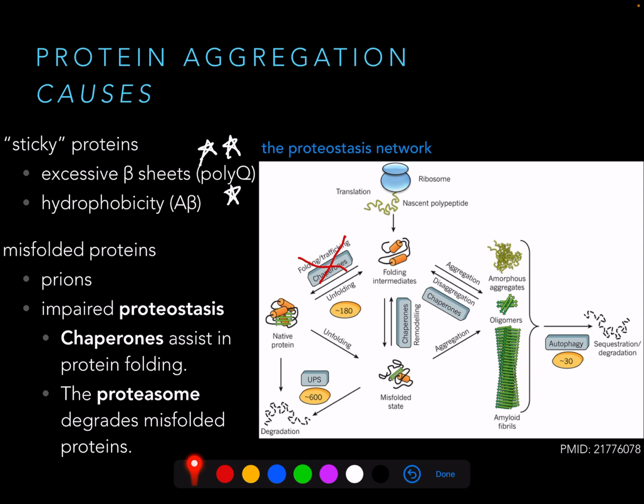Now, of course, if we have mutations in the proteasome, which is normally there to degrade damaged or misfolded proteins, well, then they accumulate, leading to the unfolded protein response.